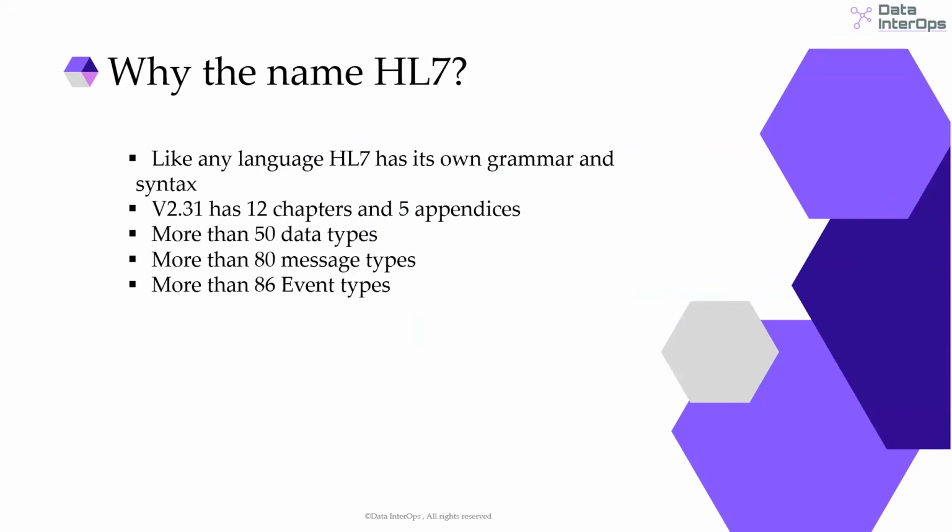So like any other language, HL7 has its own grammatical syntax. HL7 version 2.3 has been widely used. After that, 2.5 is something that has also been used greatly, but behind 2.3. All HL7 messages have something called data types, message types, and event types.